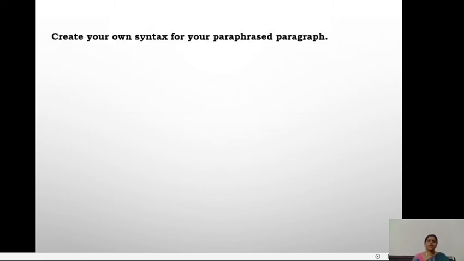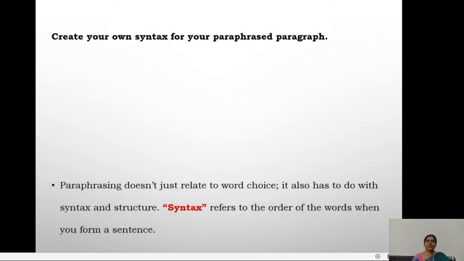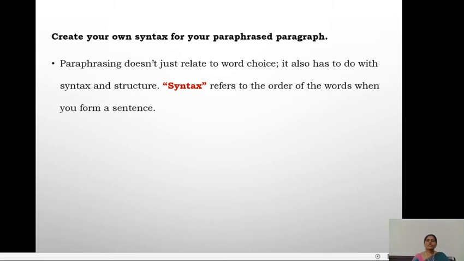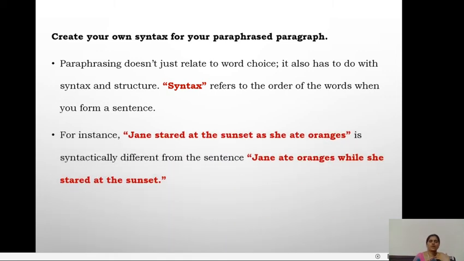Create your own syntax for your paraphrased paragraph. That means paraphrasing doesn't just relate to word choice, it also has to do with syntax and structure. That means sentence structure also you have to make a change. Syntax refers to the order of the words when you form a sentence. So how do we change the structure of a sentence?